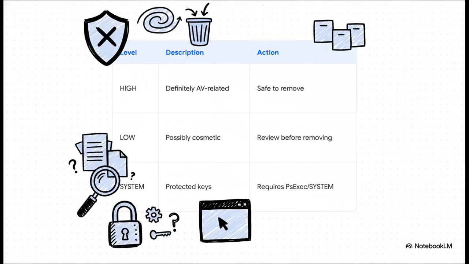And this table here, it's your cheat sheet. Anything marked high confidence, that's the obvious stuff. Think files with the antivirus name right in them. Those are almost always safe to zap. Low confidence items, though, you want to take a closer look at those. They might be shared files, so review them first. And then you've got system entries. These are protected parts of Windows. You can't touch these without special access. And don't worry, we'll get to that in a minute.